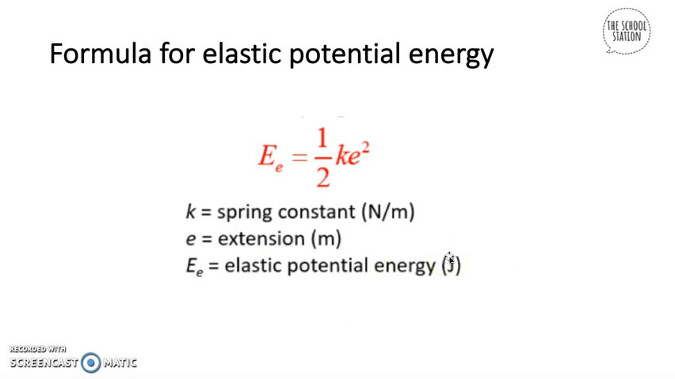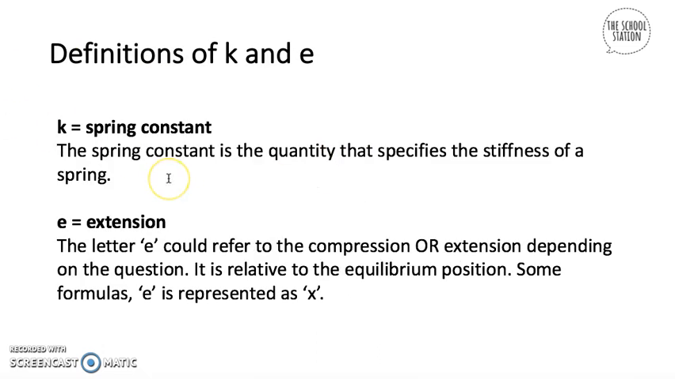I know that some of you may be really confused right now, like what is spring constant, what is extension, and this is why I'm going to be talking to you about the definitions of k and e. K stands for the spring constant, which is a quantity that specifies the stiffness of a spring. So it's basically about how springy the material is. For example, in a rubber band, the spring constant could be different to some other material. Every material has its own spring constant according to the object's nature. So spring constant is a quantity that specifies the stiffness of a spring.